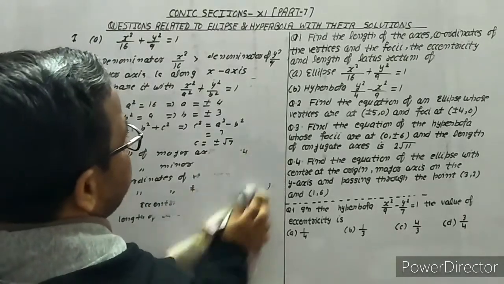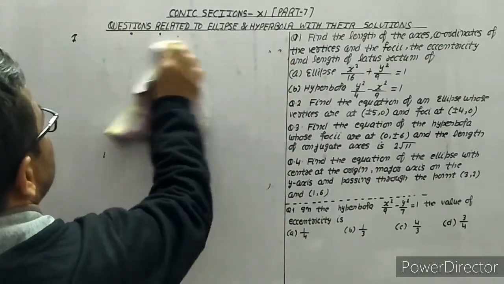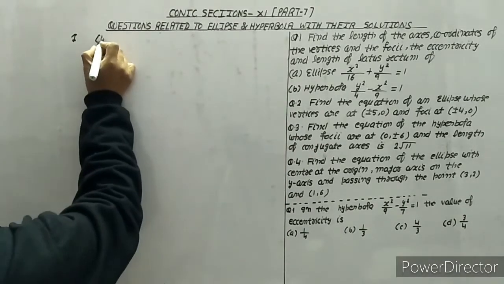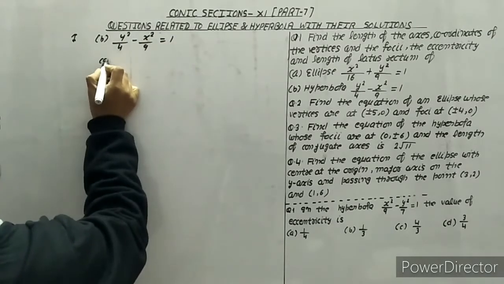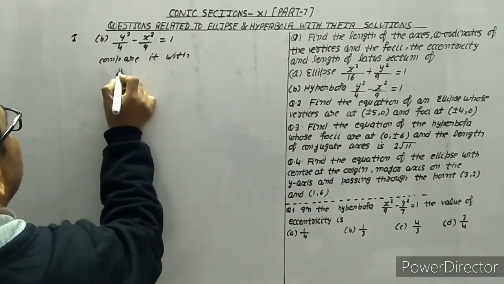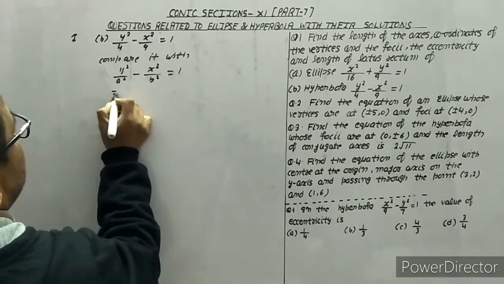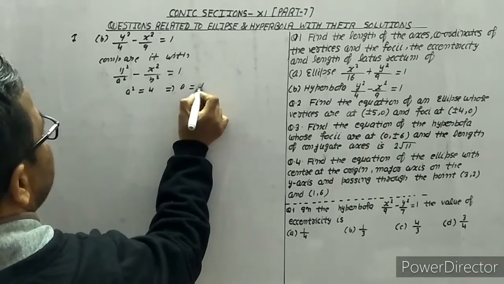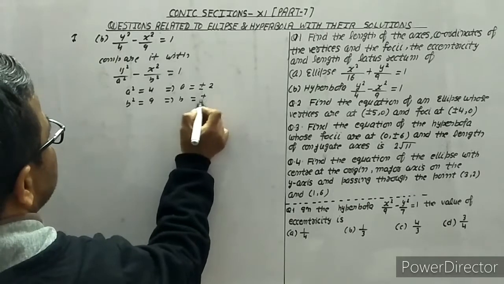Now look at this thing. In b part, we have to find out the things for the hyperbola. In b part, we have the equation y square upon 4 minus x square upon 9 is equal to 1. So according to the rule of the hyperbola, compare it with y square upon a square minus x square upon b square is equal to 1. It implies that a square is equal to 4. Therefore, we have a is equal to plus minus 2. Then b square is equal to 9. It implies that b is equal to plus minus 3.